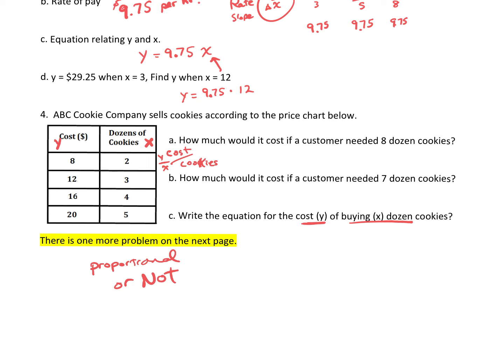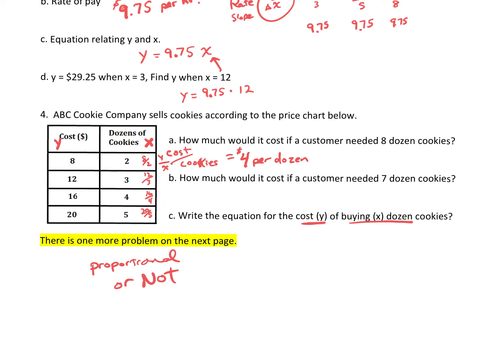So let's do that. For this one, 8 divided by 2 is 4. This would be 12 divided by 3, that's 4. This would be 16 divided by 4, that's 4. This is going to be 20 divided by 5, that's also 4. So the cost per dozen is 4, and that's going to be $4 per dozen.